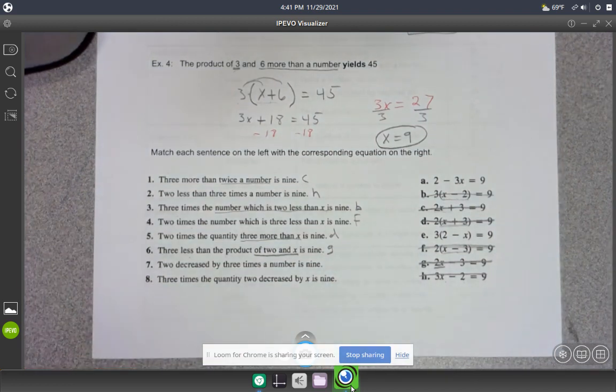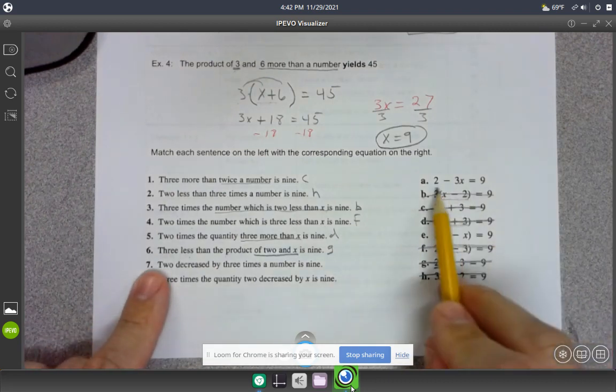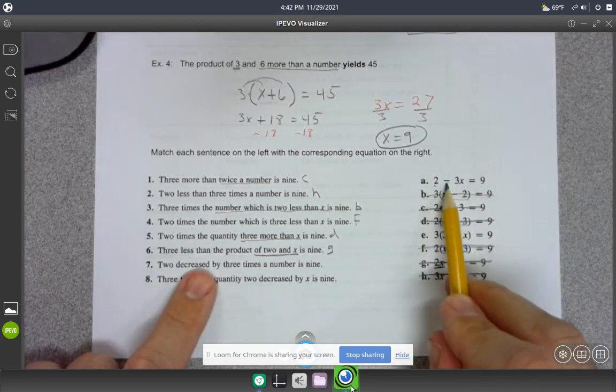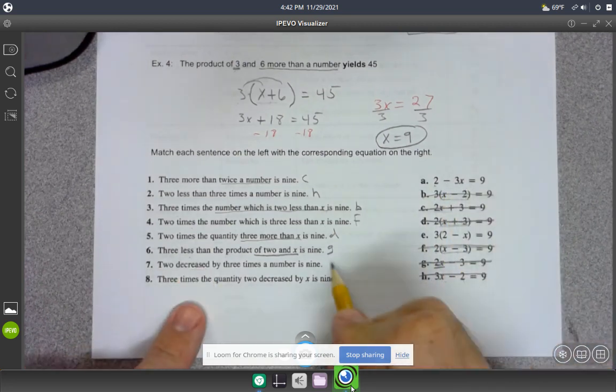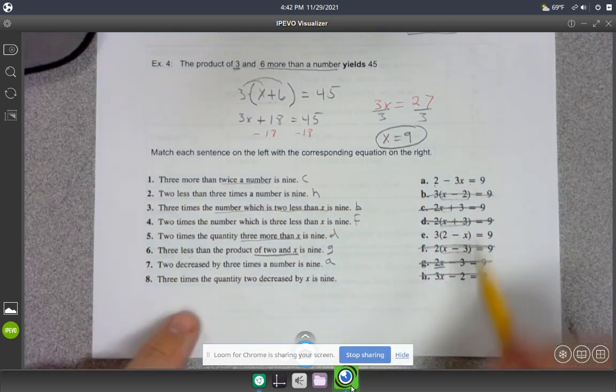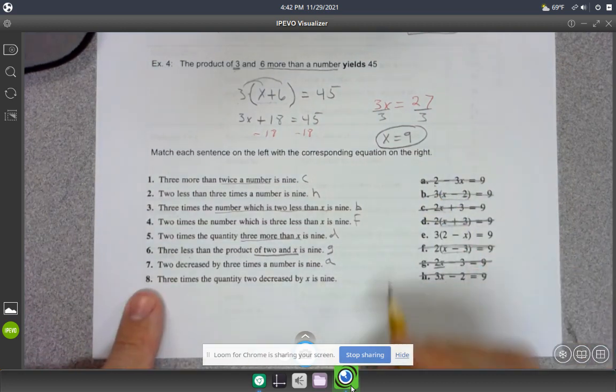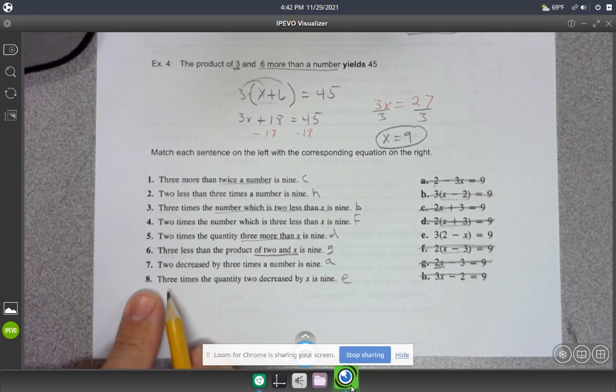All right, number 7, 2 decreased by 3 times the number. All right, this one's pretty straightforward. So I'm starting with the number 2, and I'm decreasing that by 3 times the number. That's option A. And then the last one, obviously, is going to be E. 3 times, again, the quantity, and it's 2 decreased by x. So I started with 2, and I'm decreasing it by that amount, by x.